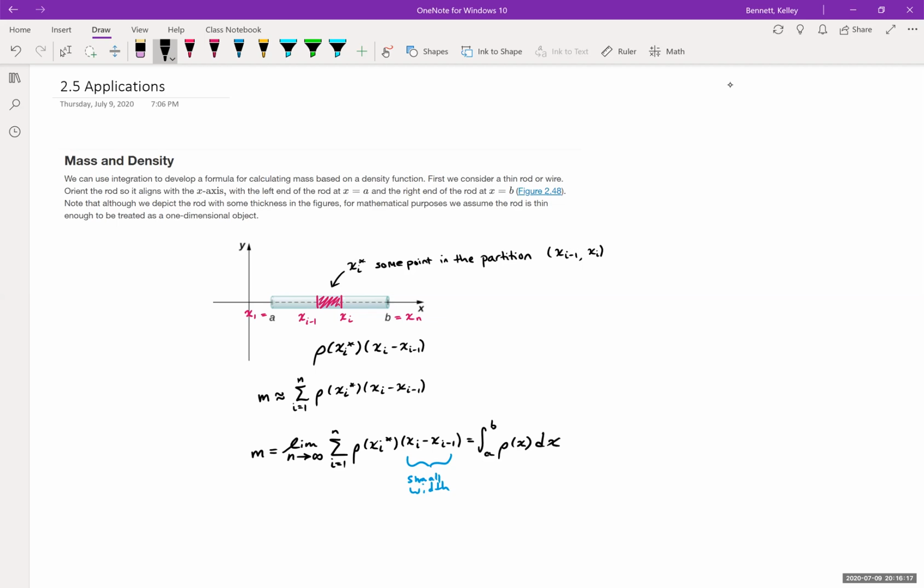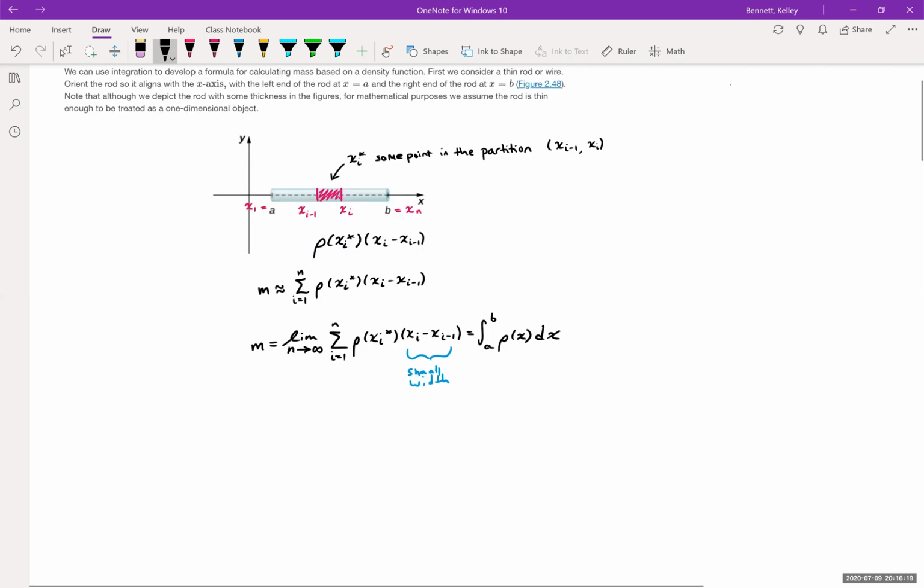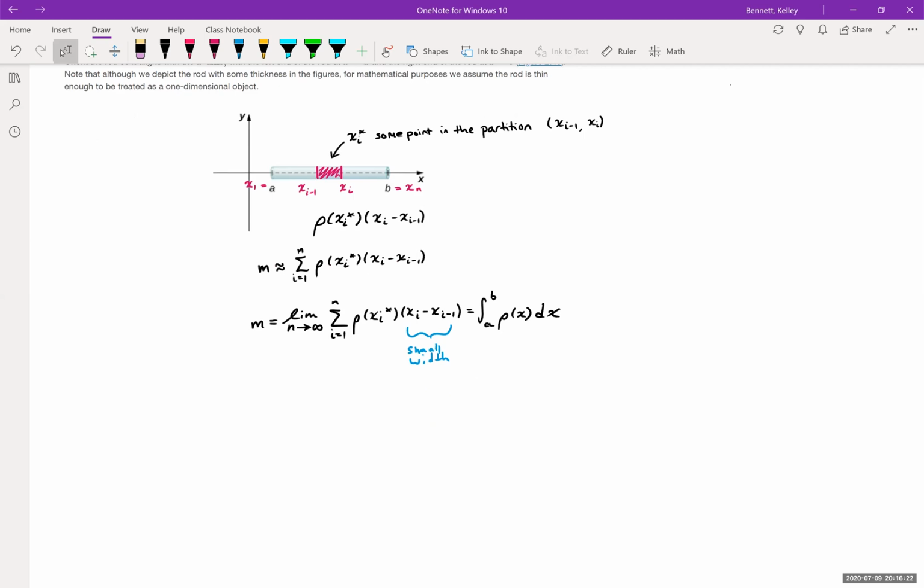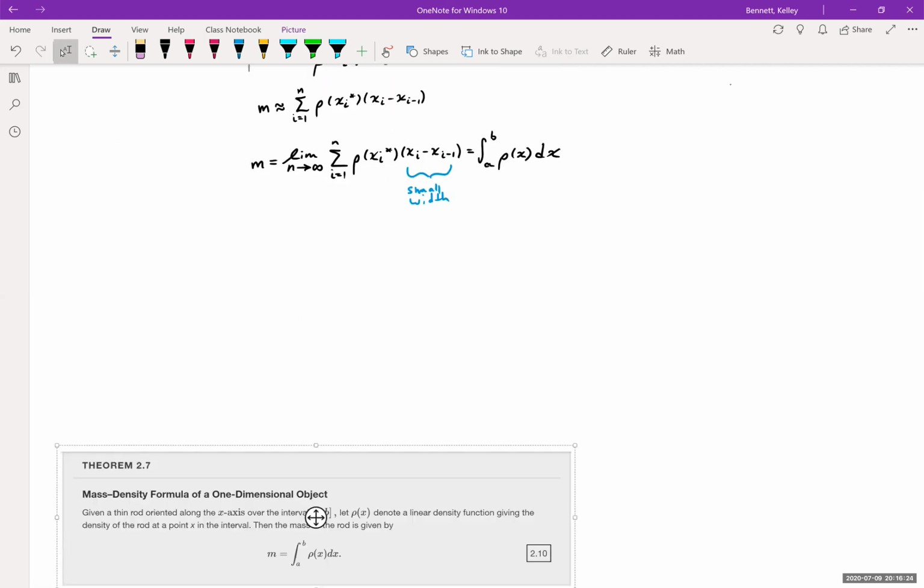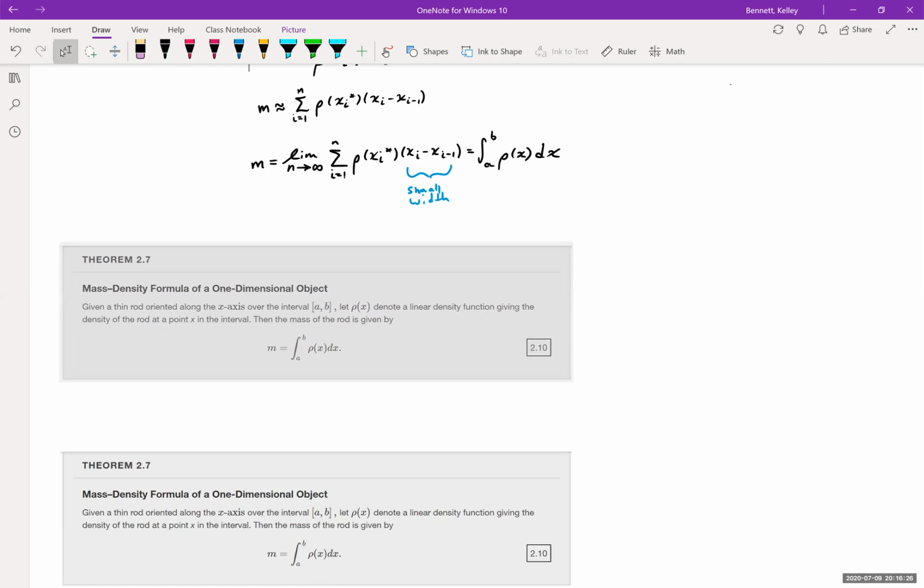And so for us, that brings us to, I think I left too much space. That brings us to Theorem 2.7.